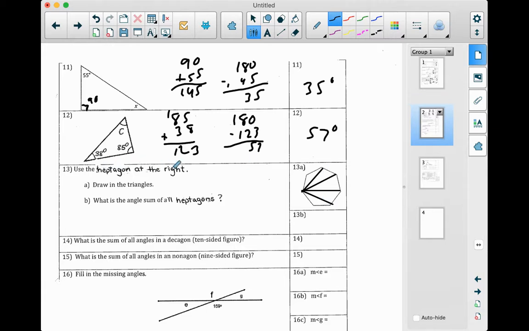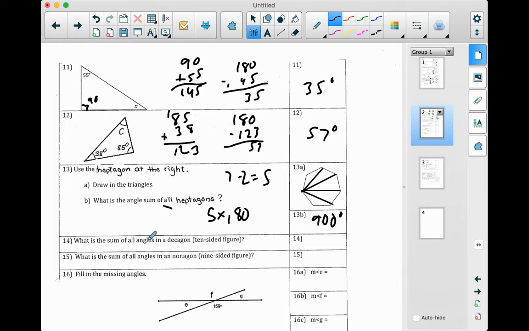With 7 sides, remember it's the number of sides minus 2. It tells you the number of triangles it makes. So the angle sum of all heptagons, all shapes with 7 sides, is 5 times 180. Each triangle is 180, and there's 5 triangles. If I multiply those together, I get 900 degrees. So it doesn't matter what size or shape the heptagon is, as long as it's a heptagon with 7 sides, all the angles will add up to 900 degrees.